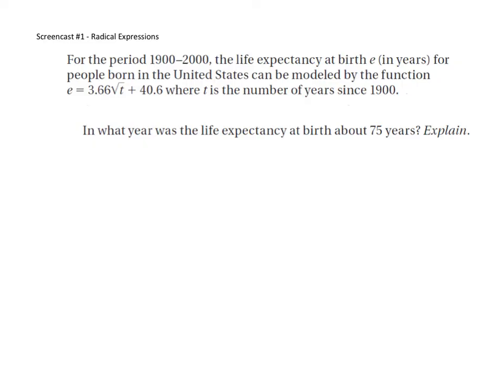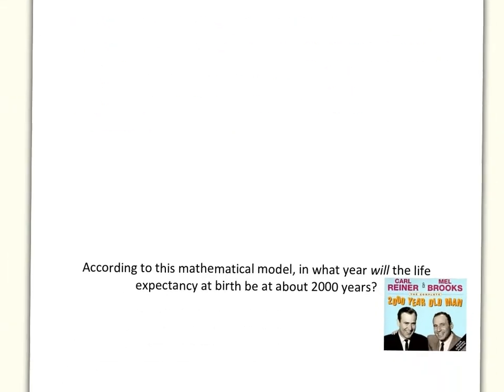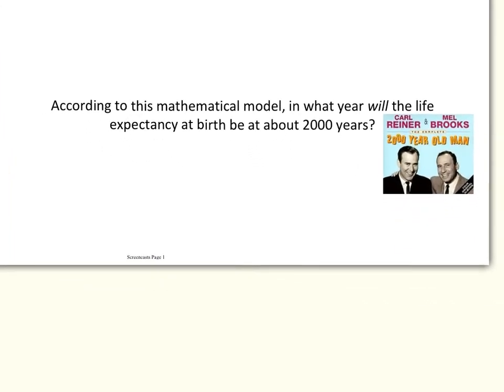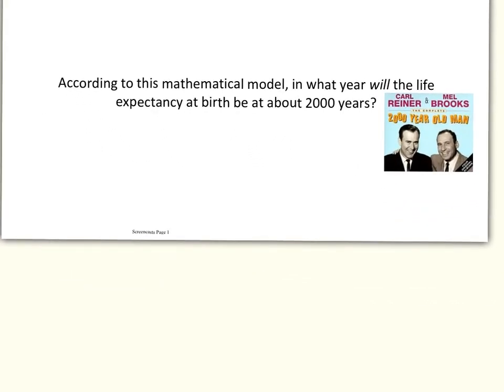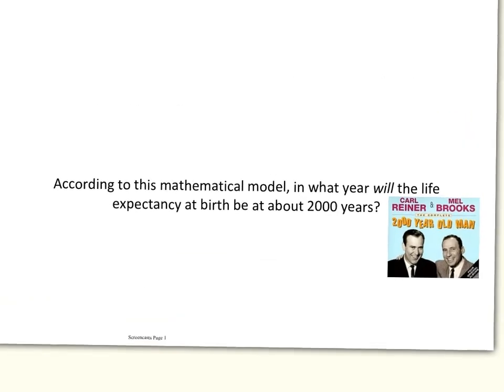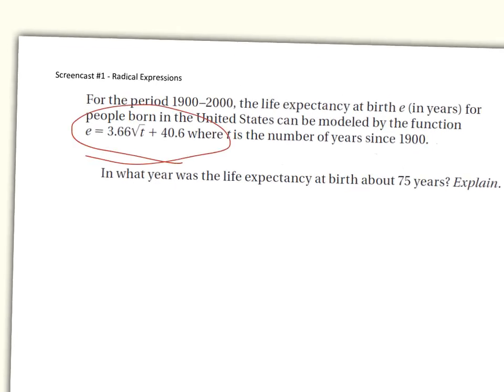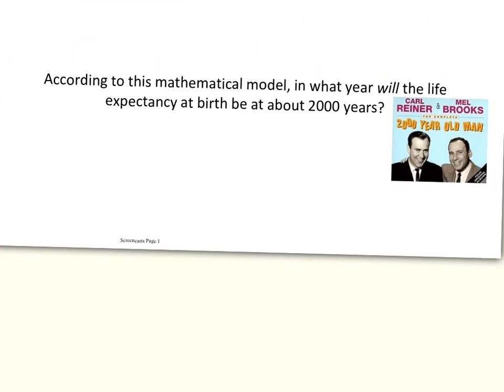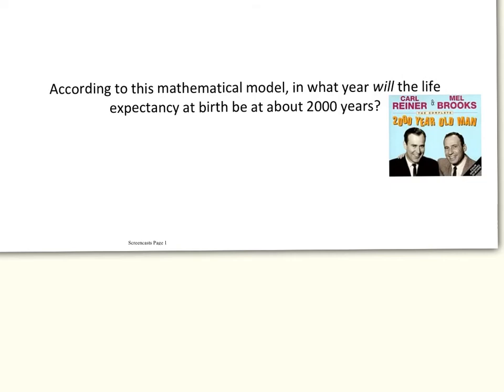Now I want to... Here it is. All right? Now, feel free to ask your parents, but this question gives regards to Carl Reiner and Mel Brooks and their comedic routine, The 2,000-Year-Old Man. Again, ask your parents. Now, according to this mathematical model, and when I say mathematical model, I mean that same exact formula. When they say mathematical model, they're just referring to the math techniques that you just used, okay? So, according to this mathematical model, in what year will the life expectancy at birth be about 2,000 years? In other words, what year in the future will people live to 2,000 years according to this mathematical model?